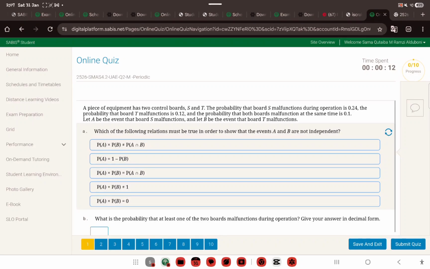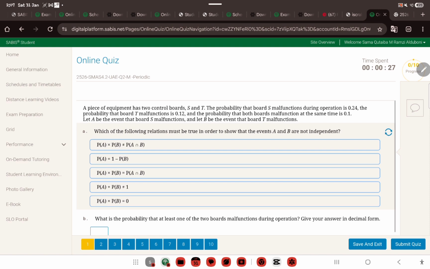I will be solving statistics, chapter 4, section 2, course practice quiz. Let's begin, inshallah. A piece of equipment has two control boards, S and T.